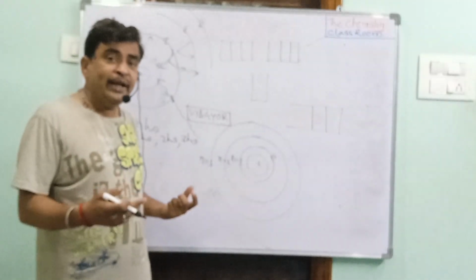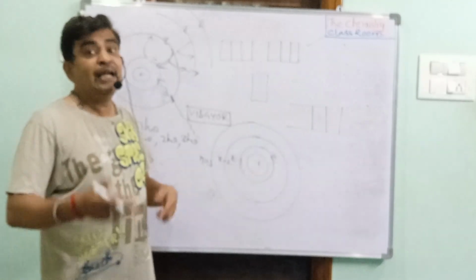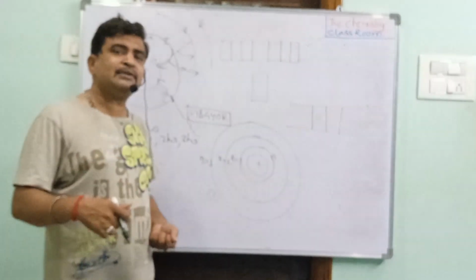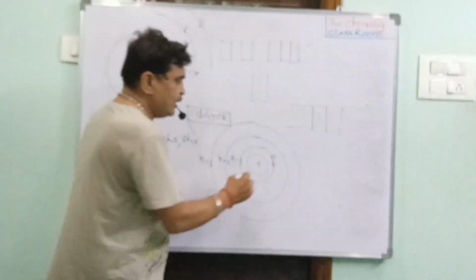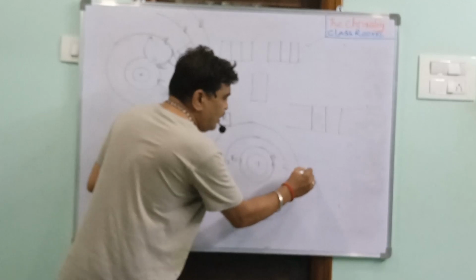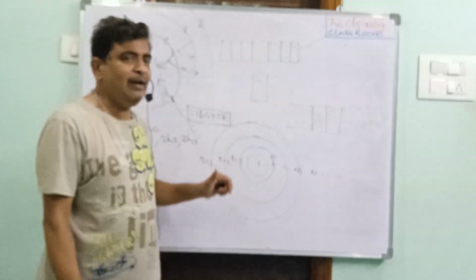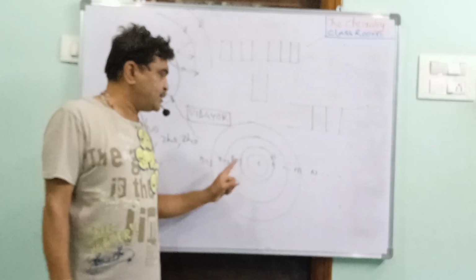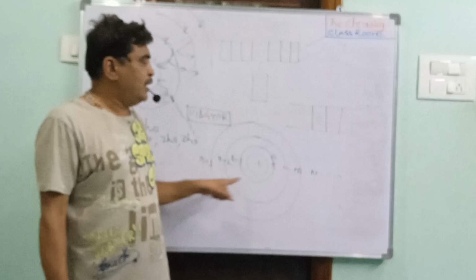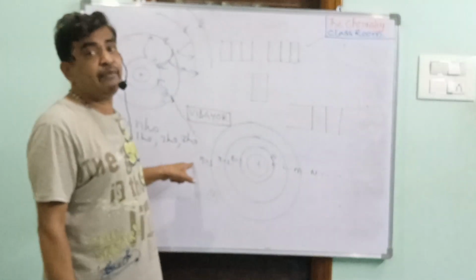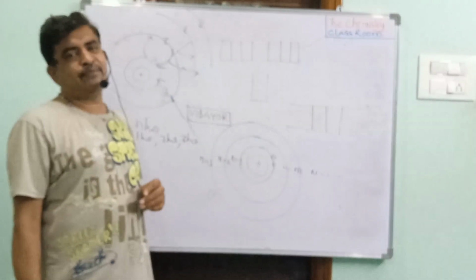So Bohr gave some labels for the energy levels. They are also called shells. So it is called K shell, L shell, M shell, N shell, like that he gave the labels. K shell means first energy level, L shell means second energy level, M shell means third energy level, then fourth energy level, then fifth energy level, like that.